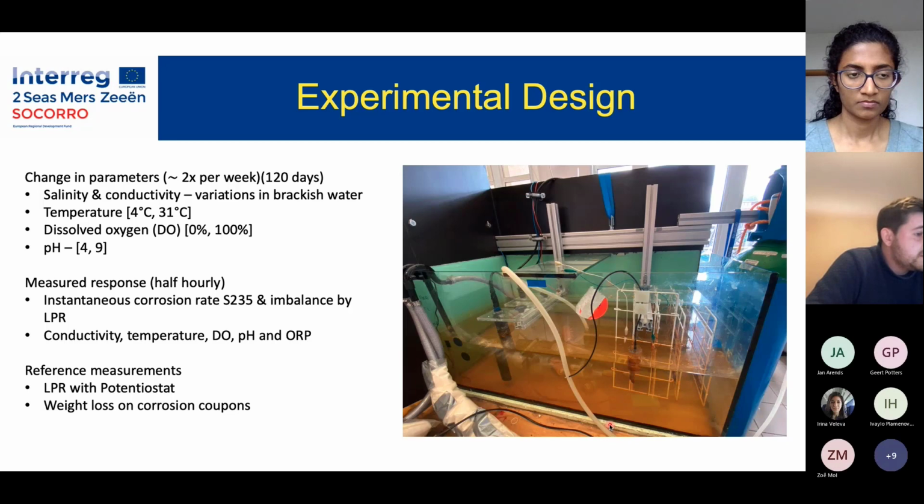Then the water quality parameters were measured, and some reference measurements were also made to check the industrial instruments: a linear polarization resistance measurement with a potentiostat, and weight loss measurements on corrosion coupons, which were also suspended in the solution.